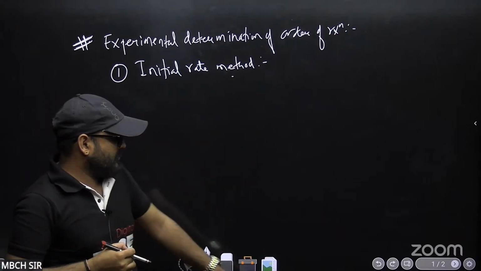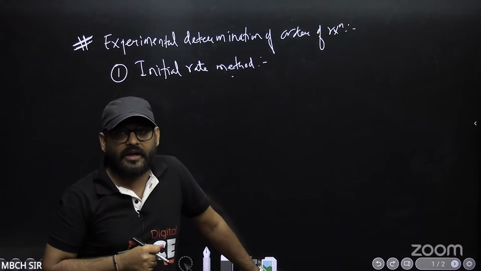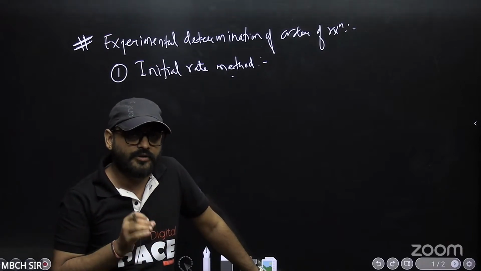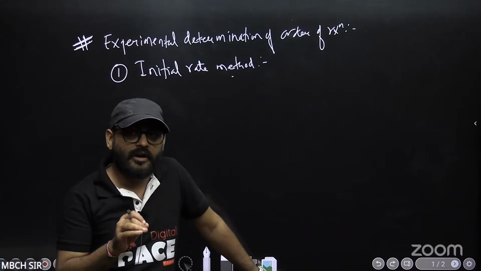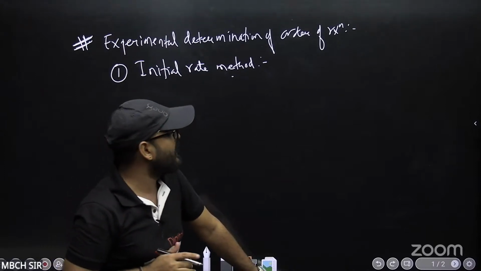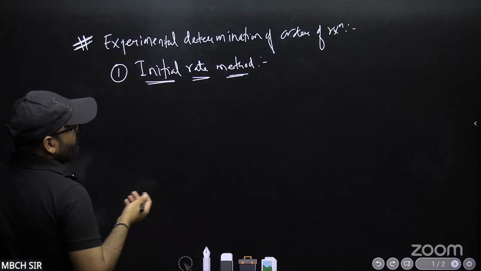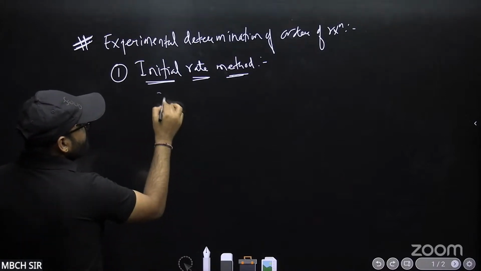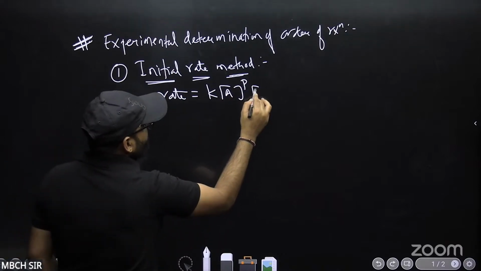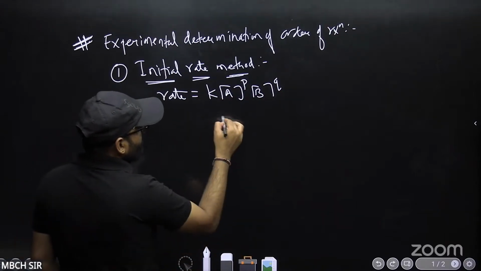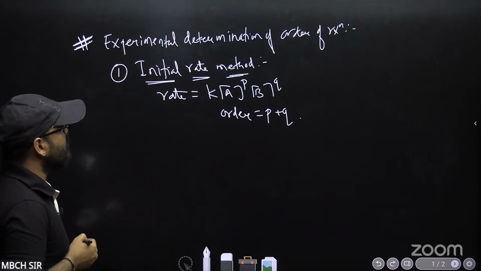In this section, you will be given some data, and from that data, you have to predict the order of reaction. By using that data, you have to apply some mind and predict the order of reaction. Now, how will the question be given, and what kind of data will be given? See, if rate equals k into [A]^p [B]^q, then the order will be p plus q.